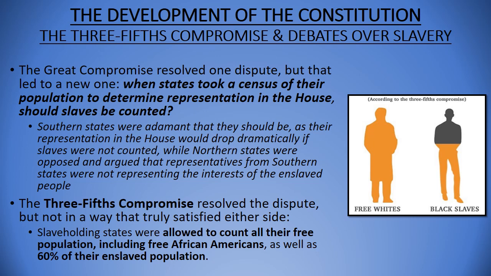So another compromise was made, pretty dark in our history, but the resolution to this that I don't think made either side happy, but they were both just fine. It was decided that the southern states, the slaveholding states, would be allowed to count all of their free population, including free African Americans, as well as 60% or 3/5 of their slave population. So for every 5 slaves that they counted, only 3 got to count in the official census, which again determined how many representatives they got in the legislature of the House.